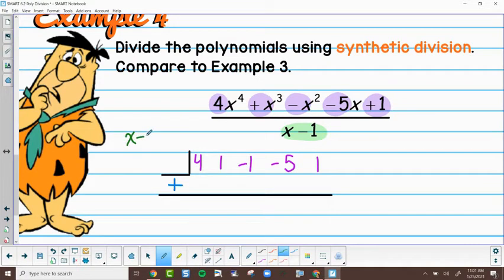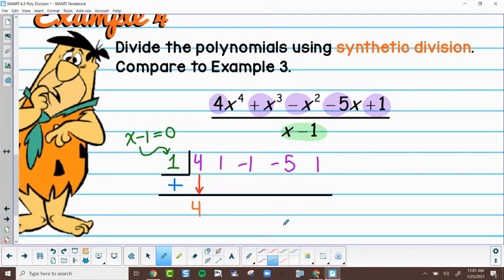The way that synthetic works is you are actually going to set that piece to 0, and that number is what's going to go here. So in this case, positive 1. So I'm going to add 1 to both sides. You are always going to drop the first digit to get down to 4.